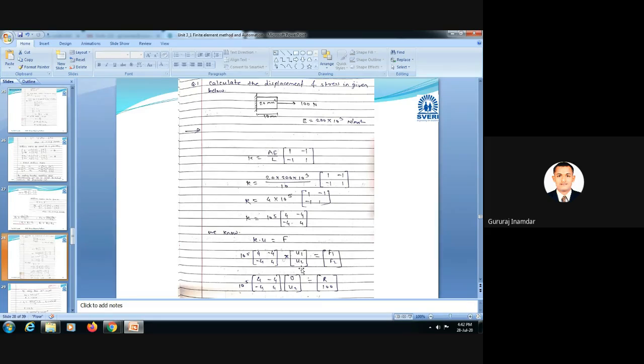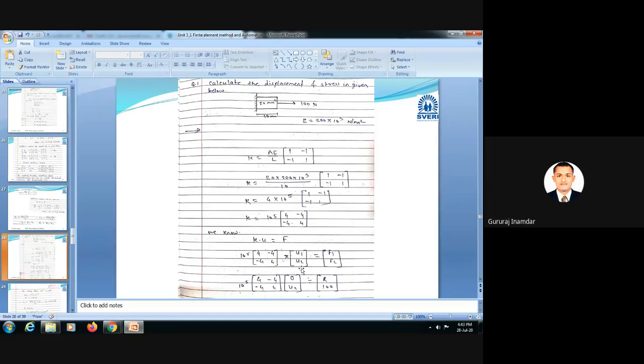Now we have to calculate the displacement at U2. Friends, we have to find out the displacement at U2. Why? Because this is given in the problem. Calculate the displacement and stress. Suppose you consider point 1, point 1 is fixed. Due to that, the displacement of point 1 will not be there. Only the displacement of point B or point 2 will happen, and that displacement we have to calculate.